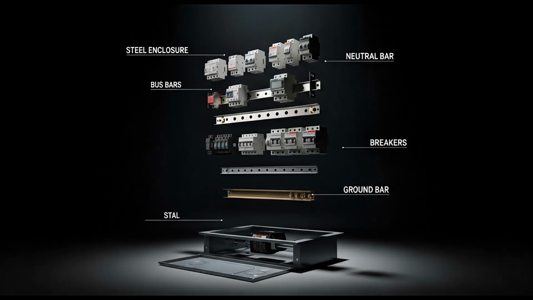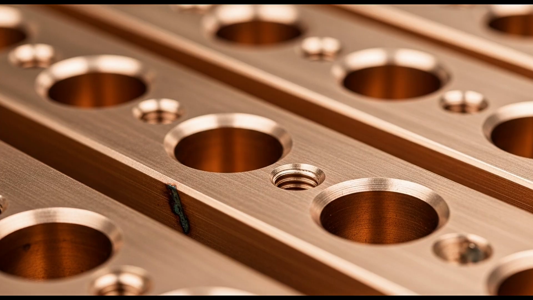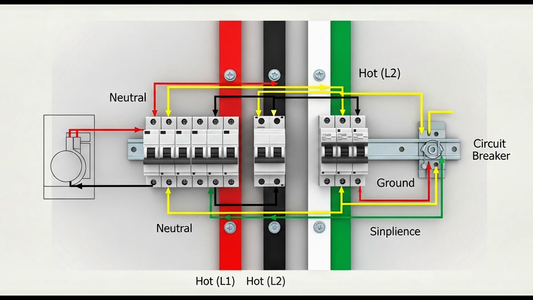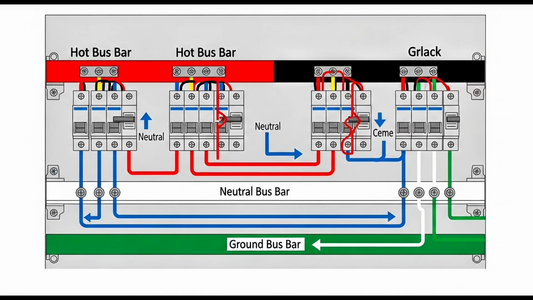The first component this incoming power encounters is the service entrance equipment. This includes the electric meter that tracks your consumption and, crucially, the main disconnect, a large breaker or switch that can shut off all power to the building. This main disconnect serves as the gateway between the utility's infrastructure and your building's internal electrical system.